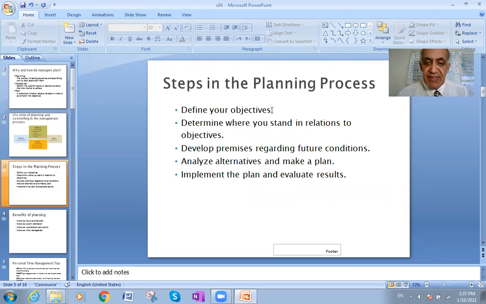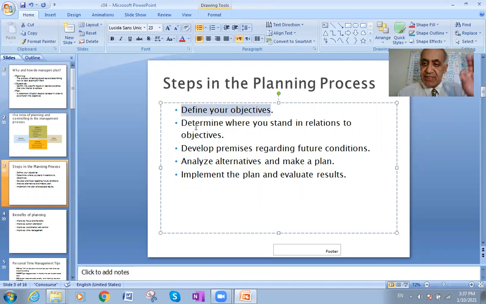Steps in the planning process. First, to plan right, you have to define your objective. What do you want? So you are asking yourself: where I am, where I want to go, how I will go there. Determine where you stand in relation to objectives. Develop premises regarding future conditions, where I want to go. Analyze alternatives and make the plan. Implement the plan. After you're done with the plan, you will implement it. It means move into action. Start executing your plan.